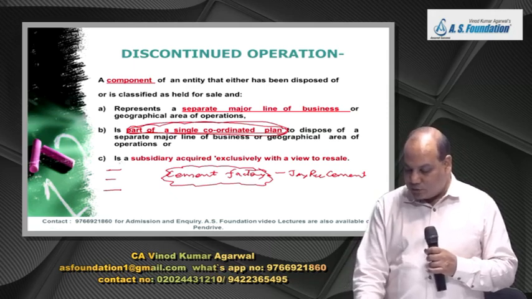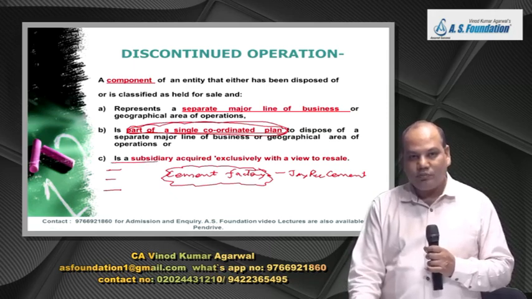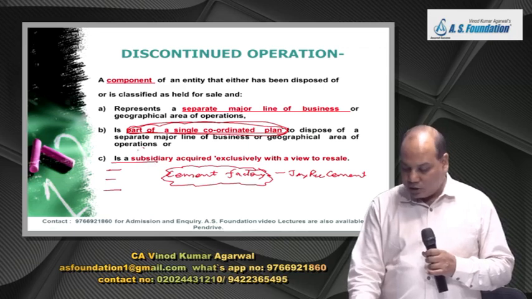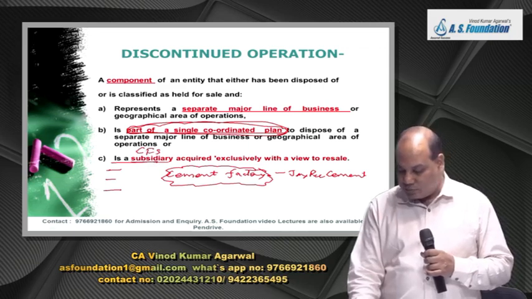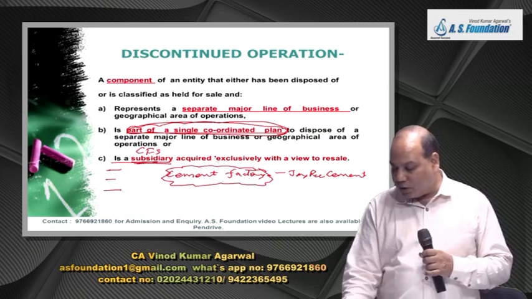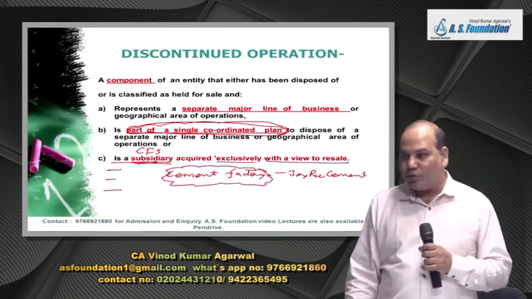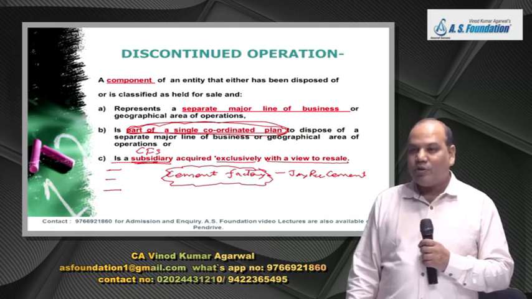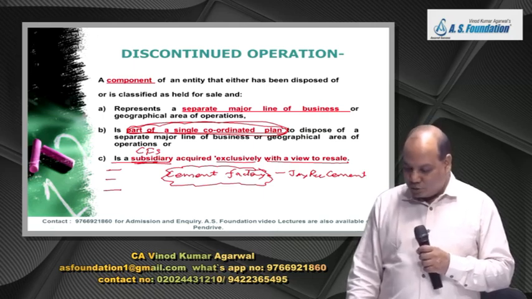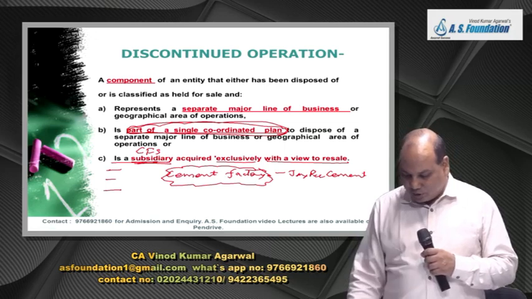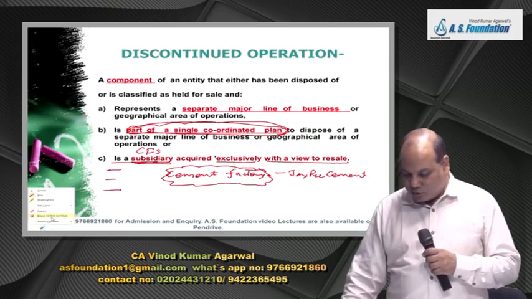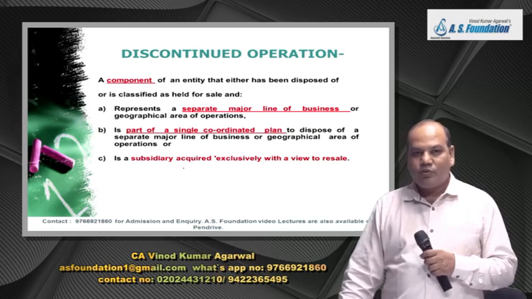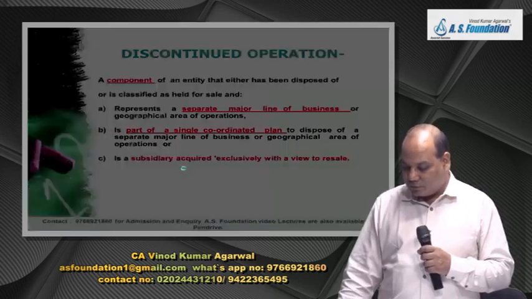Okay. And the third is it can be a subsidiary also. In case you are preparing the consolidated financial statement, then a subsidiary acquired exclusively with a view to resale will also be called a discontinued operation. Okay. And then the disclosure requirement with respect to such subsidiary will apply in CFS.